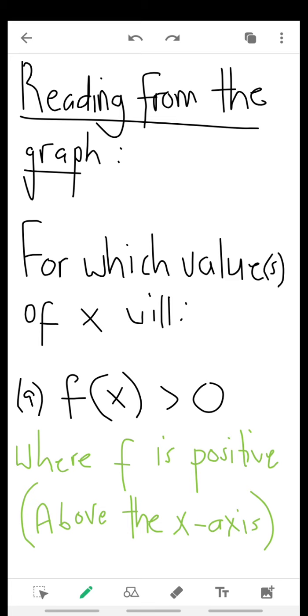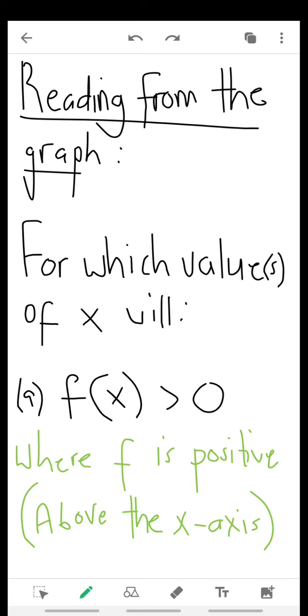They will say for which values of x. If I'm given a function f, they will say, for which values will f of x be greater than 0. Now let's talk about greater than 0. Any number that is greater than 0 is positive. That's the first thing. And remember, f of x, we once said it is the same as y. So we are looking for where the function will have all positive y values. Obviously all positive y values will be above the x-axis. So you will read where your graph is above the x-axis.